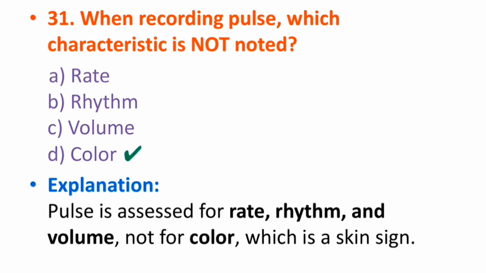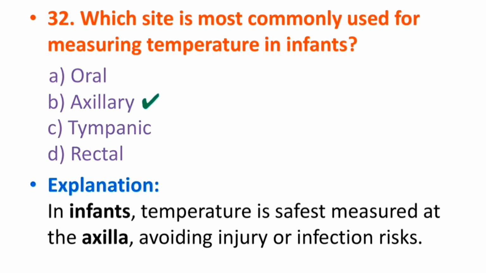When recording pulse, which characteristic is not noted? Option A rate, option B rhythm, option C volume, option D color. The correct answer is option D color. Pulse is assessed for rate, rhythm and volume, not for color, which is a skin sign.